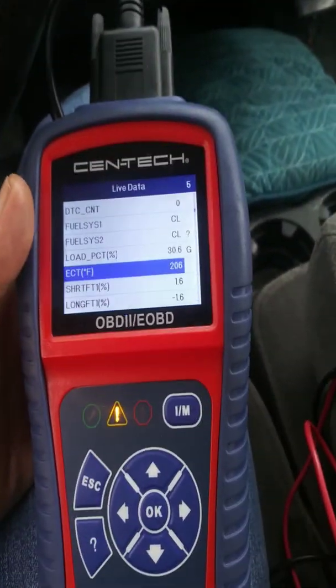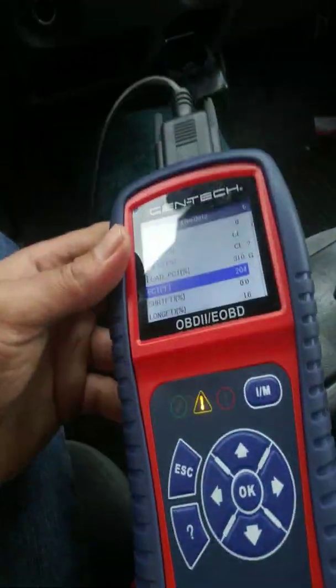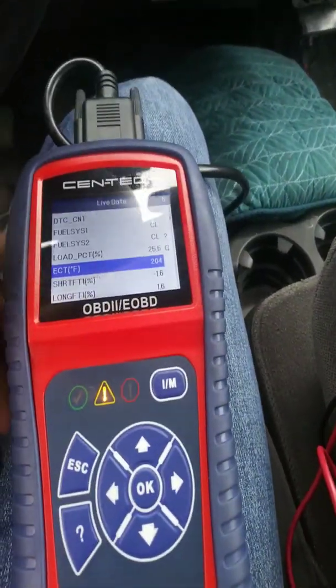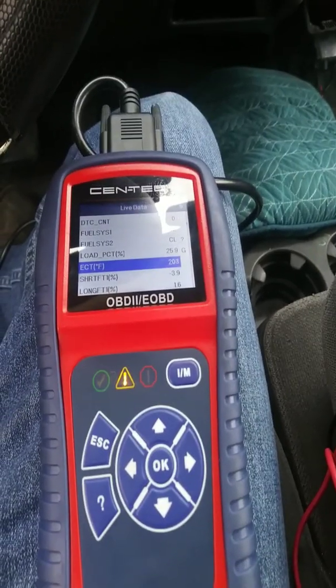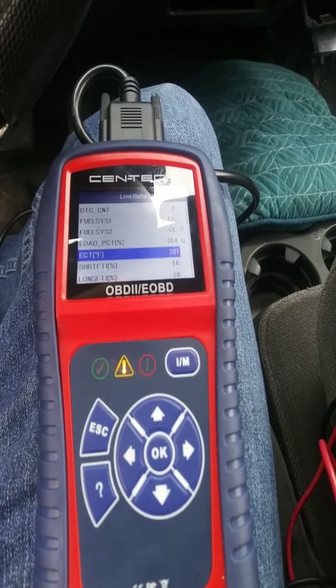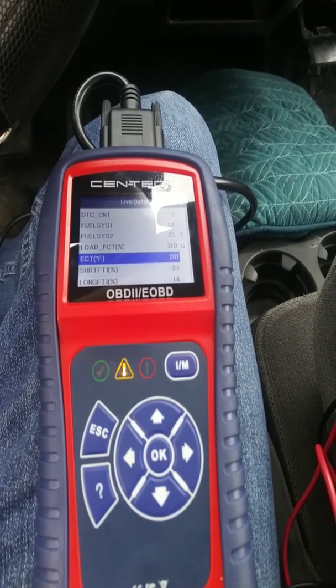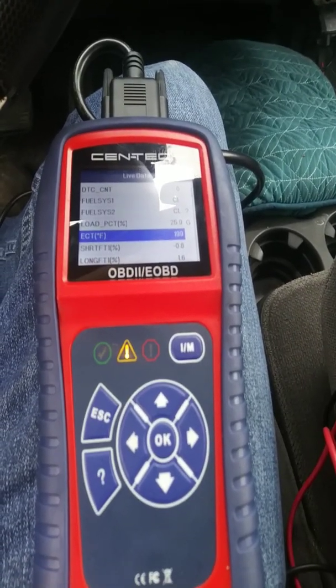So I don't know if that kicked the fans on or not, but I know the fans are supposed to kick on at a certain temperature. The thermostat is one for a 170 degree actuation temperature. I believe I had a 180 on it beforehand, so I don't know if that may be causing issues.